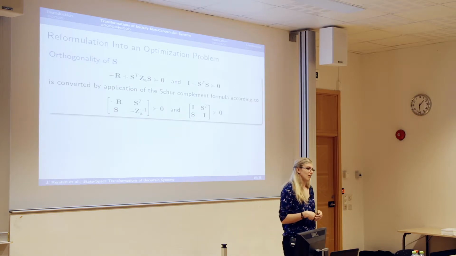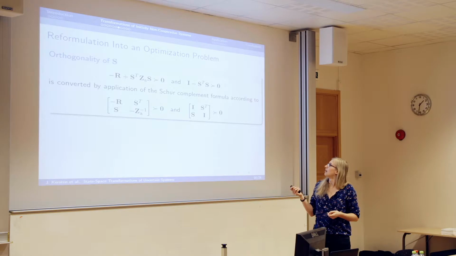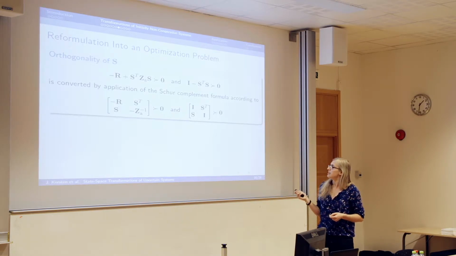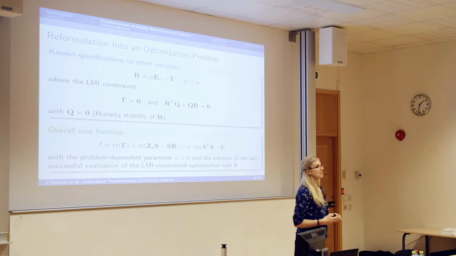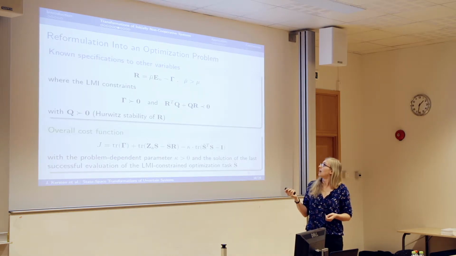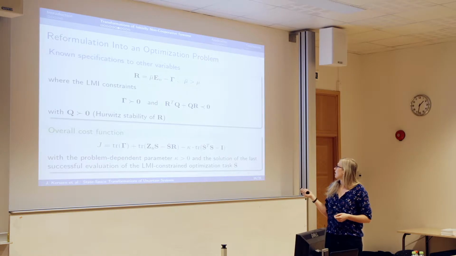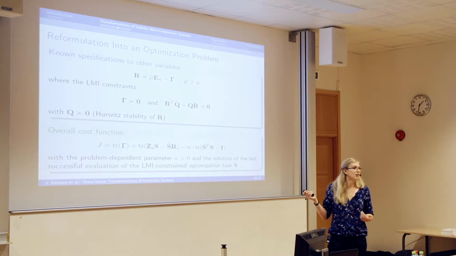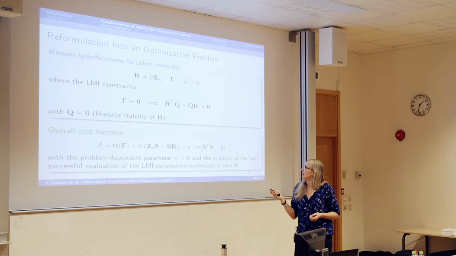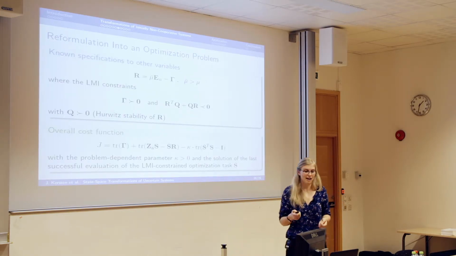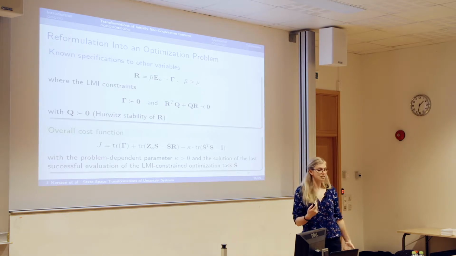So to write this as an LMI, we convert our matrix inequalities with a Schur complement into this form. And the known specifications are just implemented as LMI constraints or in the overall cost function. So keep in mind, this is our orthogonality. This is our gamma stability, which is related to our mu. And you have to keep in mind that this part needs to be a linear matrix inequality.